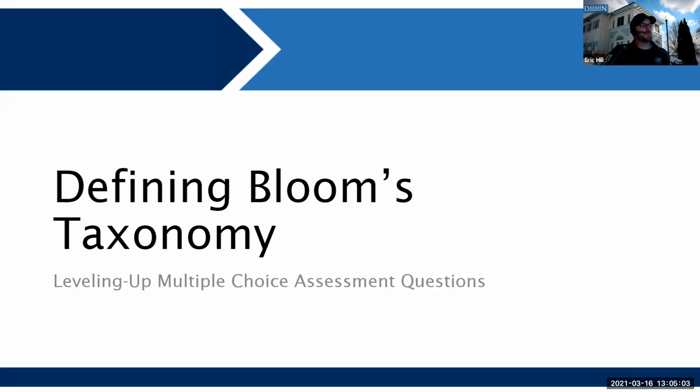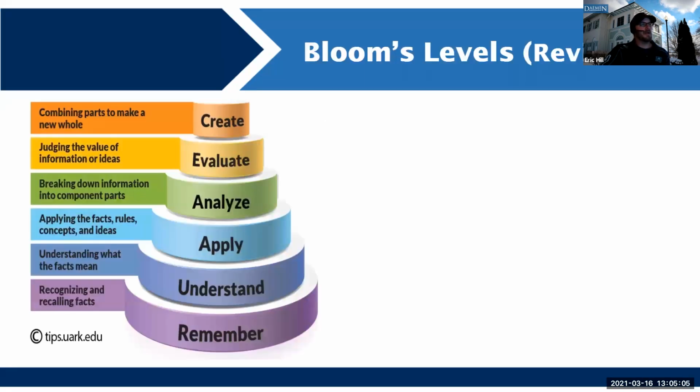So, defining Bloom's taxonomy. If you're unfamiliar with Bloom's, the original is 1956, and I want to say it was revised maybe sometime in the 1990s or early 2000s. We have 6 levels to Bloom's taxonomy.